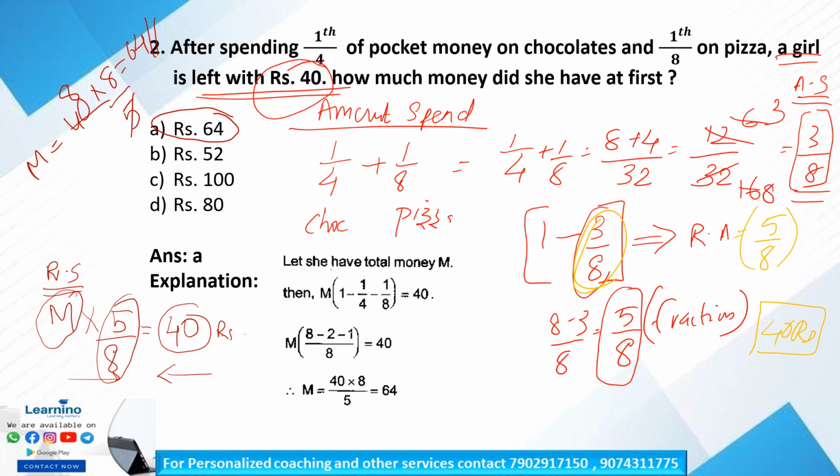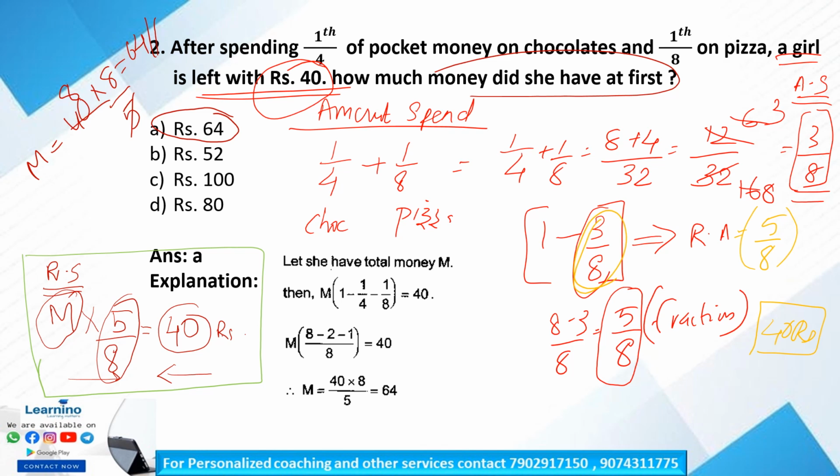Okay, from the 64 she spent 1 by 4th and she spent again 1 by 8. So the final amount she had with her is rupees 40, and our question is how much money did she have at first. So M is equal to 64, and it is obtained from this calculation.